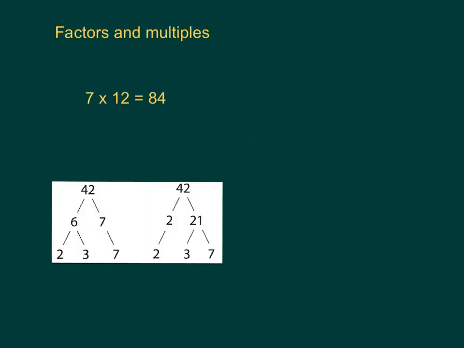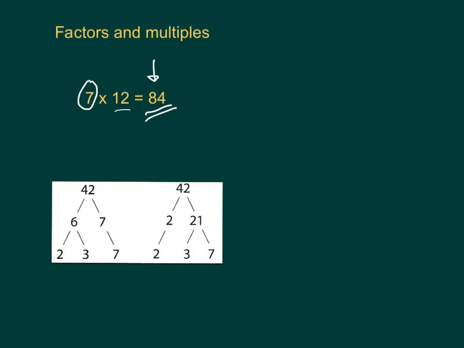Any number that divides exactly into another number must be one of its factors. So, for example, 12 is a factor of 84, as is 7. Whereas 84 is a multiple of 12 and 7, because you can multiply 7 and get to 84. Now, have a look at the strategy below for finding factors.